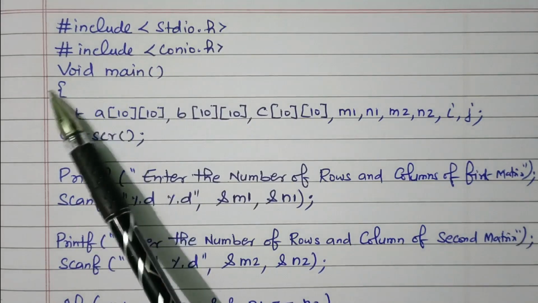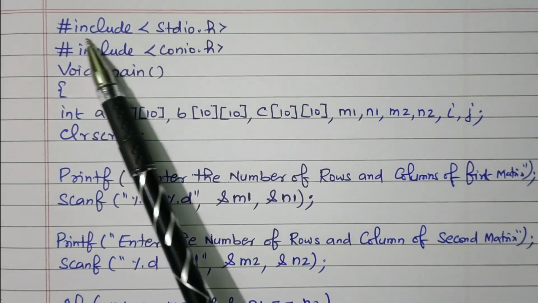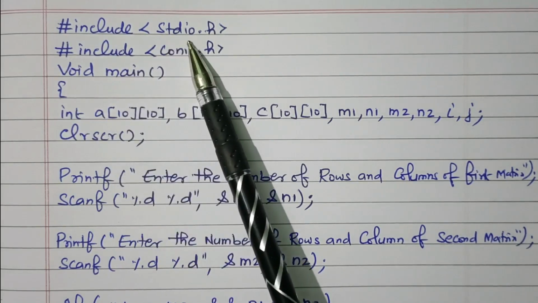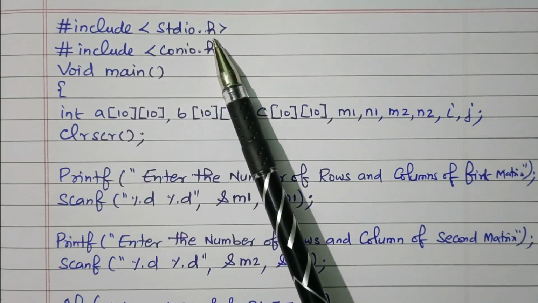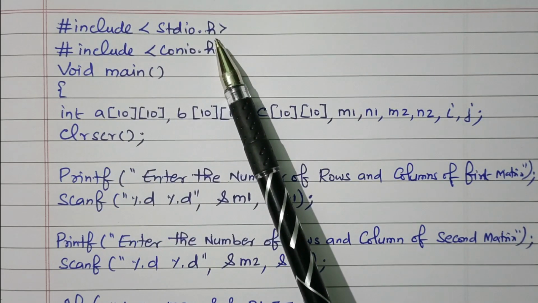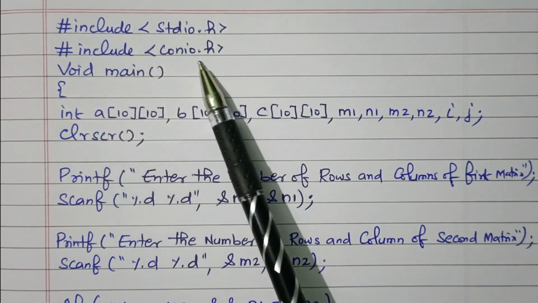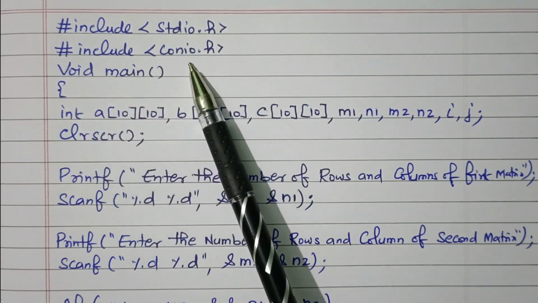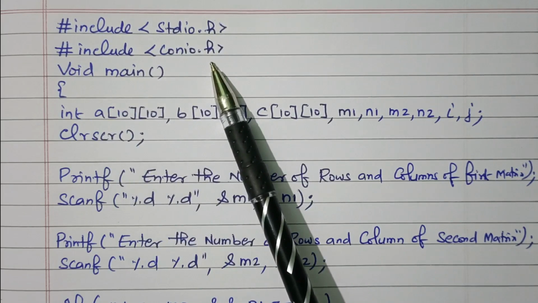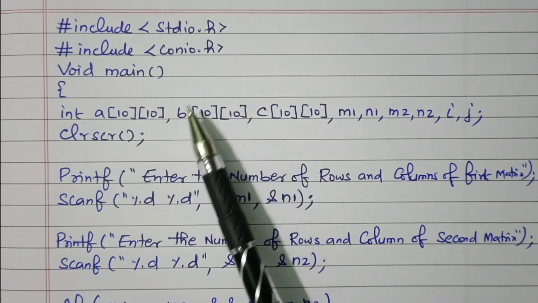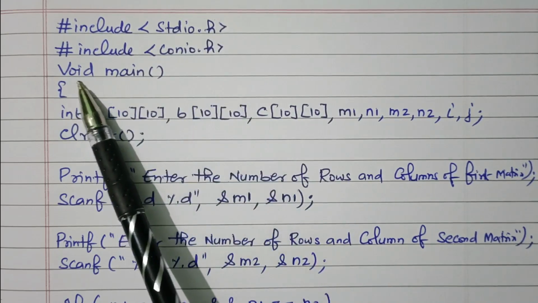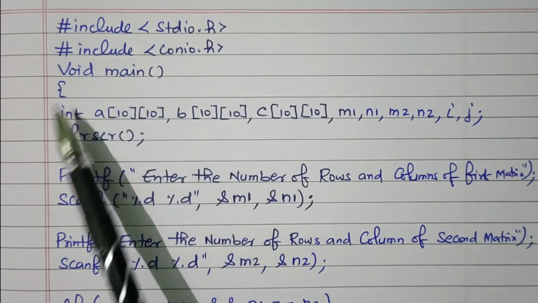First we'll include the header files. Hash include stdio.h. This is used for printf and scanf. Then hash include conio.h, console input output header file. It is used for clear screen and getch. Then we'll start the main program. Void main, open the brace.